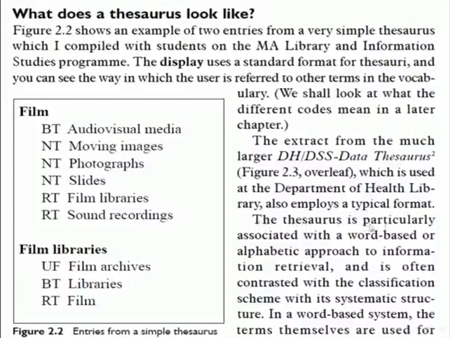The thesaurus is particularly associated with a word-based or alphabetic approach to information retrieval, and is often contrasted with the classification scheme with its systematic structure. In a word-based system, the terms themselves are used for labeling the documents.